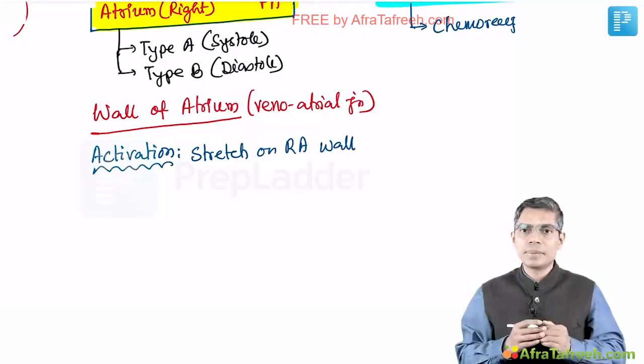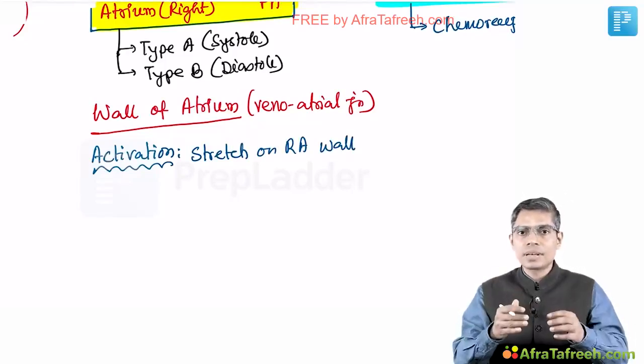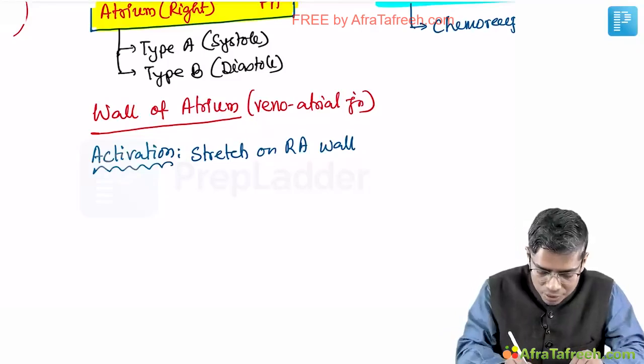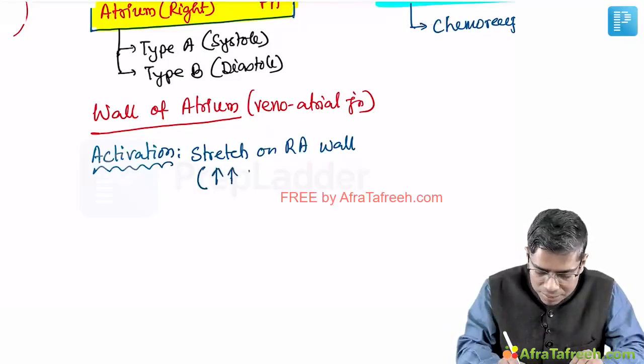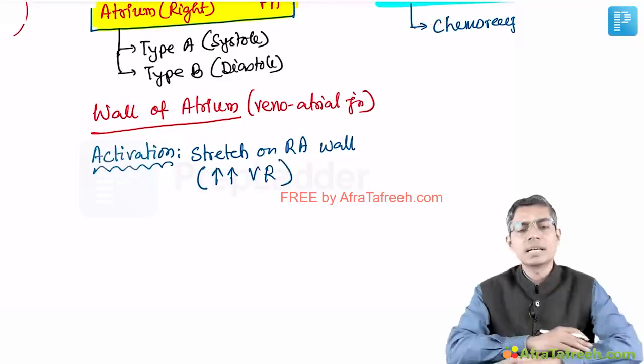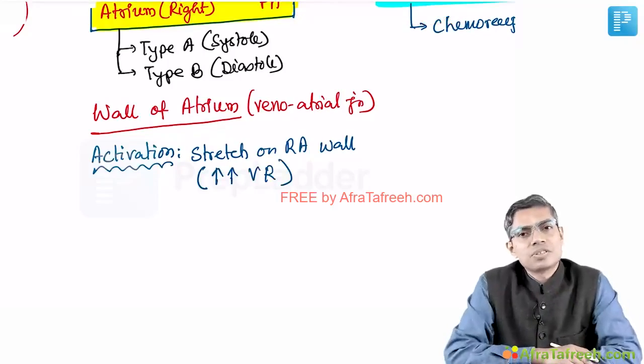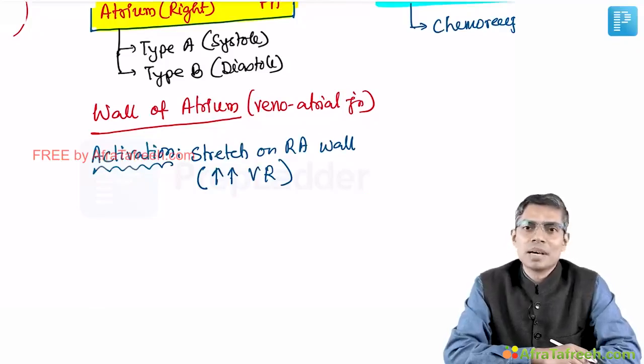How is the stretch going to happen? Stretch is only going to happen if there is increased venous return. So in any condition where the venous return to the right atrium is high, that is going to cause a stretch on the right atrium, and that will activate the low pressure baroreceptor.